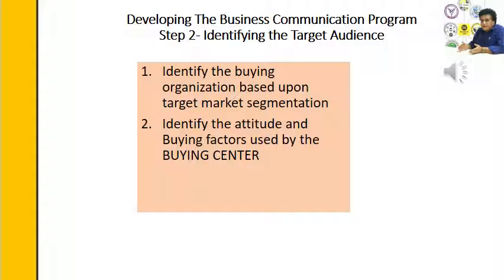Step 2 is identifying the target audience. First you have to identify the buying organization. You have already done the segmentation of the big market and you have already chosen the target market. So you need to identify the organization which you want to focus on, and you also need to understand the attitude and the buying factors which are used by the buying center. Who are the people in the decision making units who are involved? What are their relevance factors, personal factors, situational factors, which we discussed three or four slides back? We discussed all these issues.